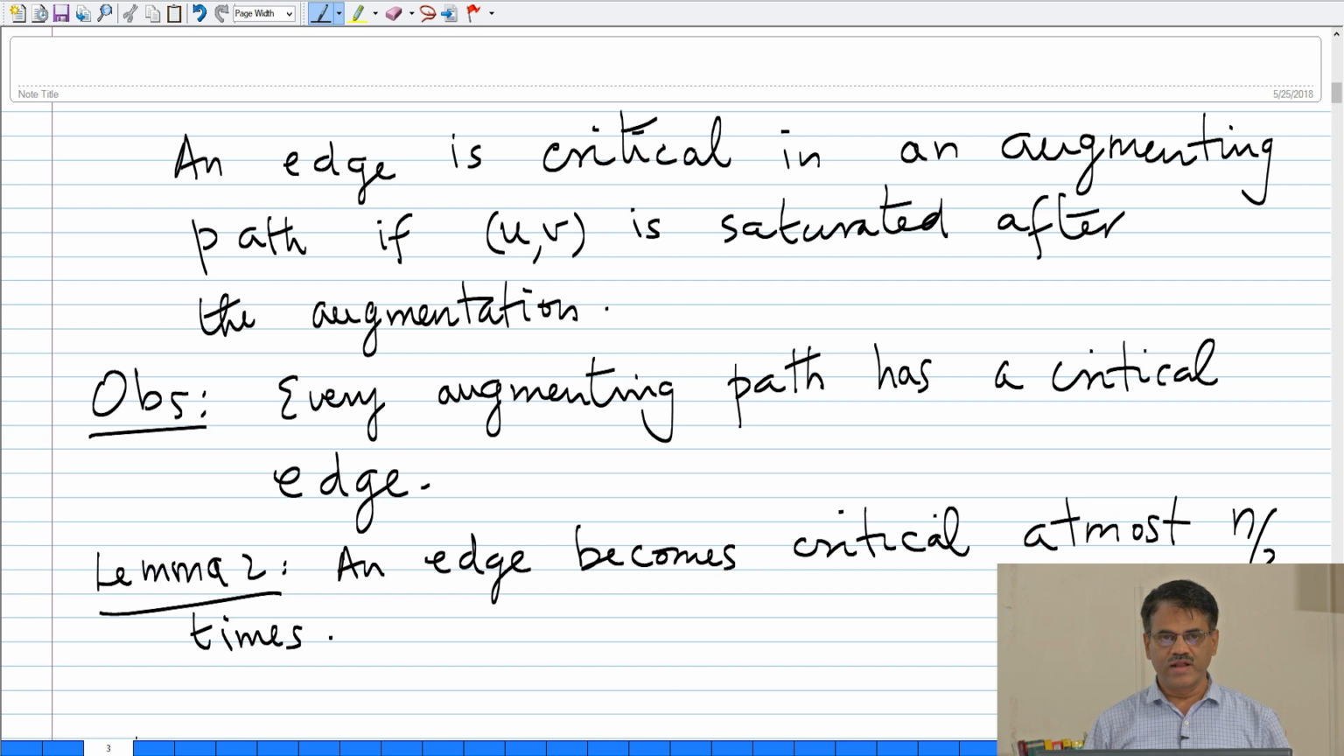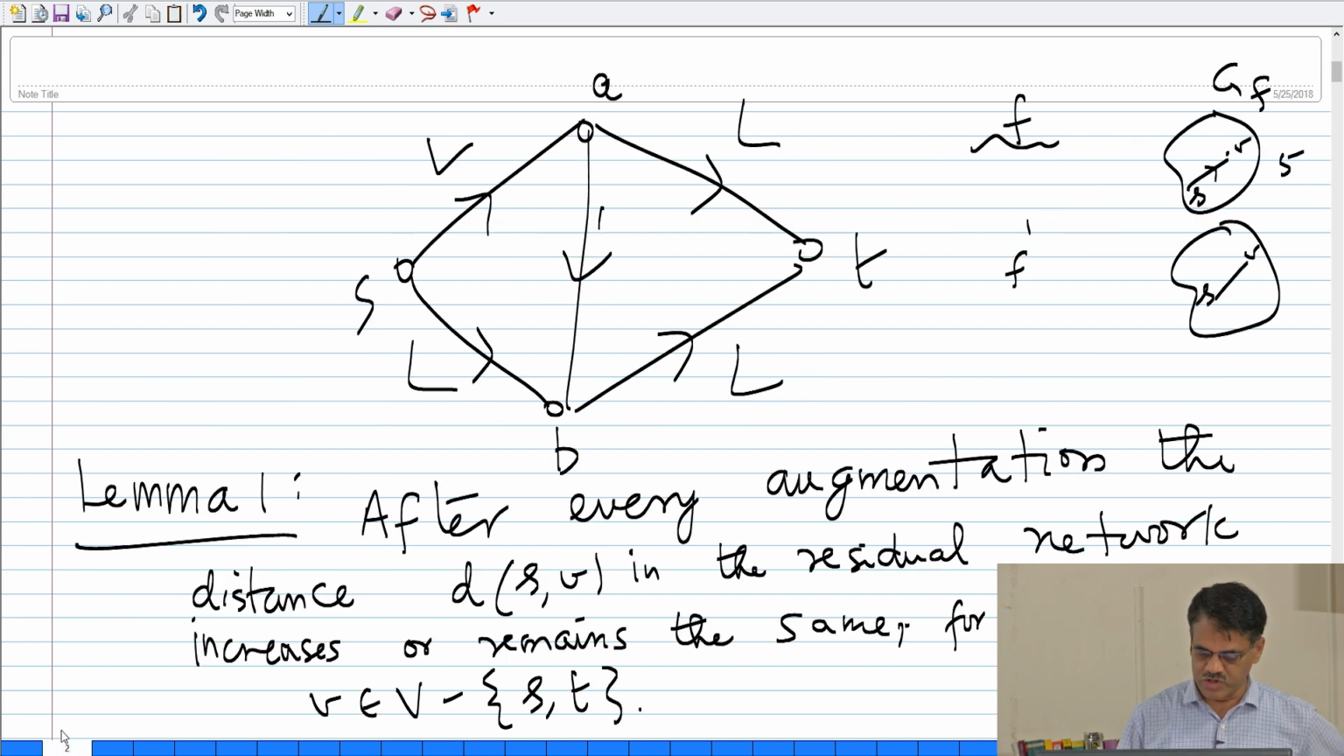But what we want to now prove is that this avoids all this pathetic case we had in that example of running time depending on the number of augmentations, that depends on the capacities and not just on n and m. We will argue that the number of augmentations is at most mn, and so the overall running time would be m square n. So these are the two lemmas we want to show. So after every augmentation, the distance SV in the residual network increases, or remains the same for every V.